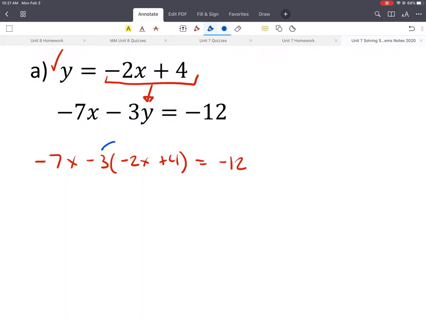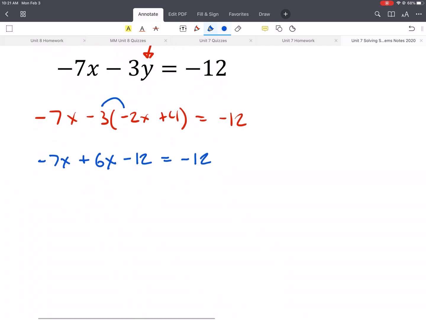So we're going to distribute first. That's the first thing we want to do. In PEMDAS, parentheses, well, we can't simplify what's in those parentheses. Exponents, we don't have any. So next would be multiplication and division. So we would distribute the negative 3. So still we have this negative x. And then negative 3 times the negative 2 gives you a plus 6x. And negative 3 times a positive 4 gives you a negative 12, is equal to negative 12.